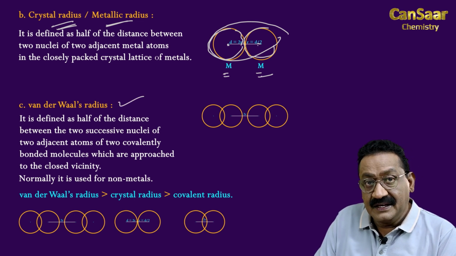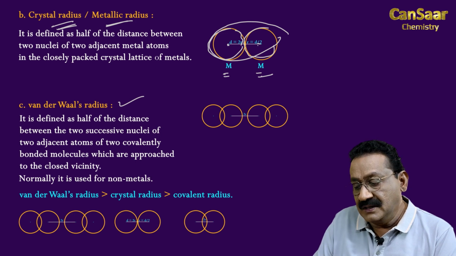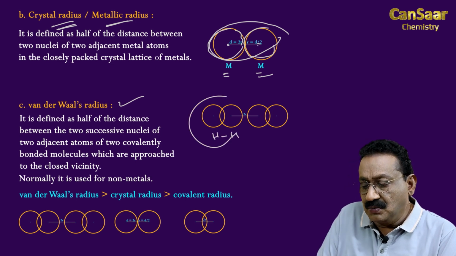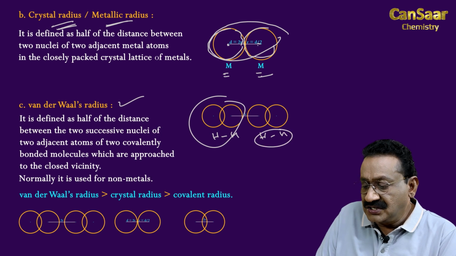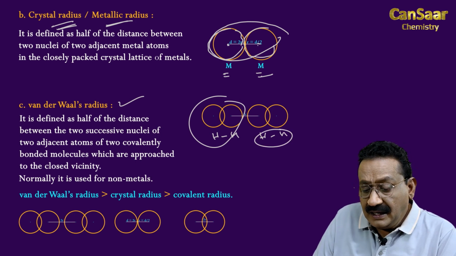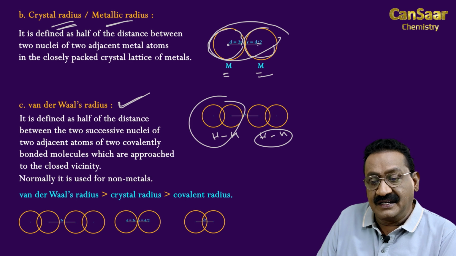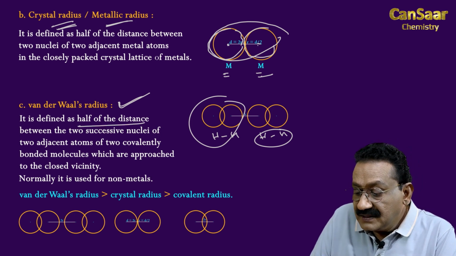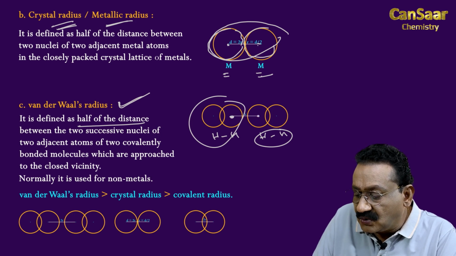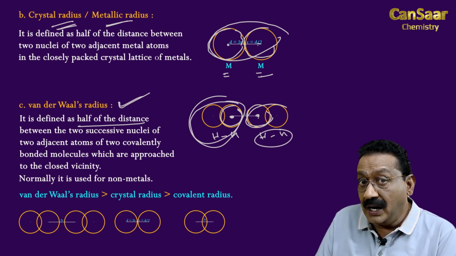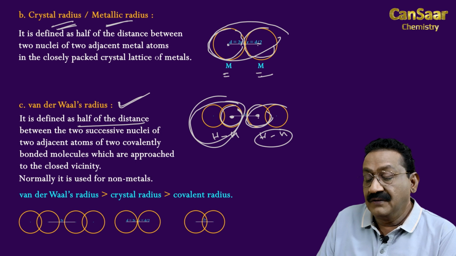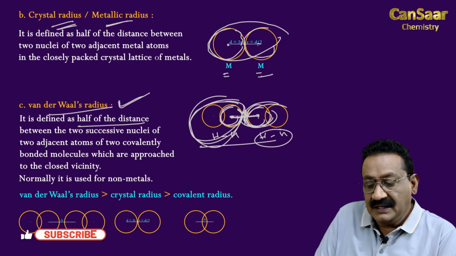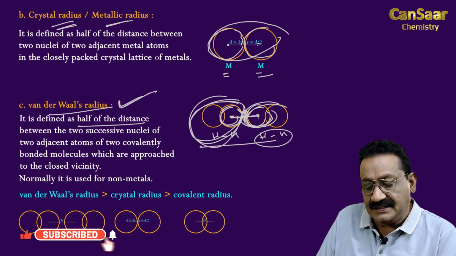Van der Waals radius is defined for molecules. Imagine this is an H bond H, H2 molecule, and this is another H2 molecule. Here van der Waals radius is defined as half of the distance between the two successive nuclei of two atoms present in two adjacent molecules which are approached together. It is defined for non-metals.